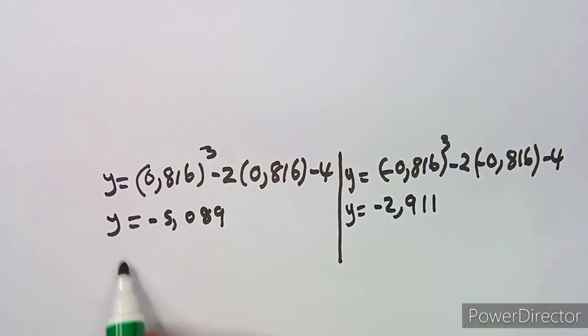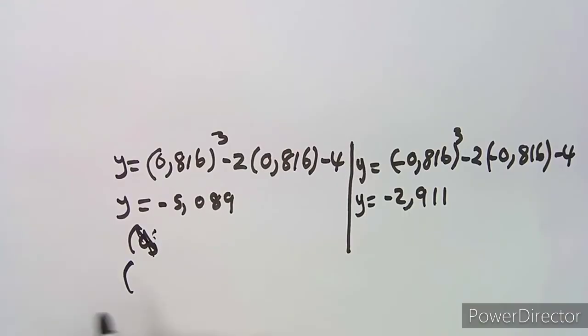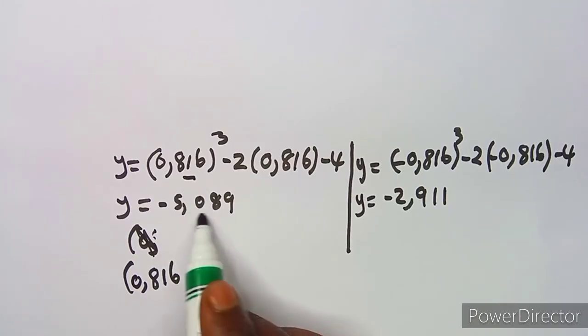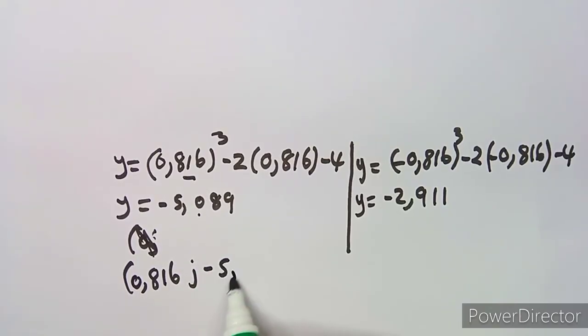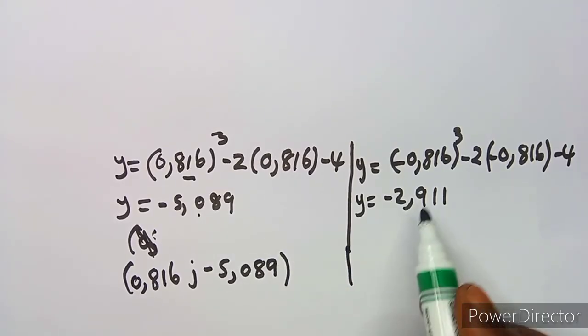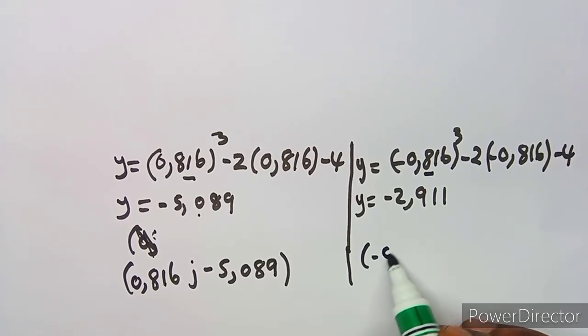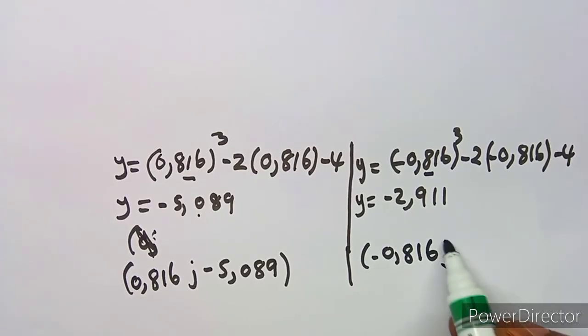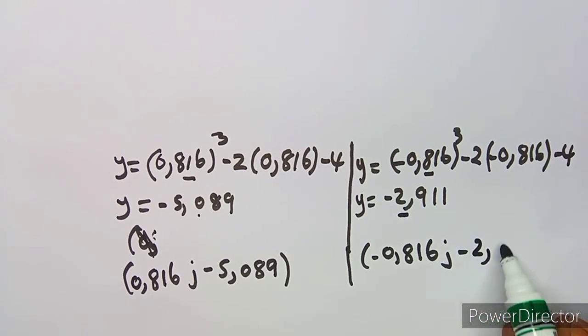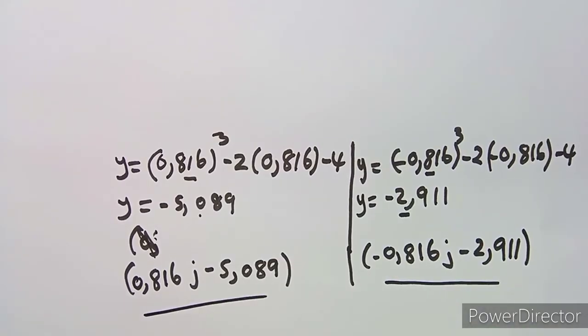So the coordinates here, you just write these coordinates properly. 0.816, that's the value of x, and the value of y at this point is minus 5.089. Another point is at negative 0.816 when y is this value, which is minus 2.911, like this. Okay, so these are the two possible values of y of the turning point.